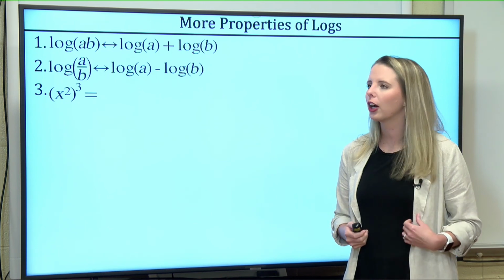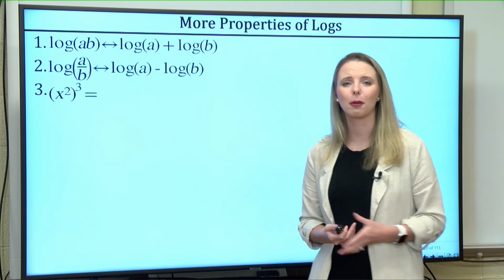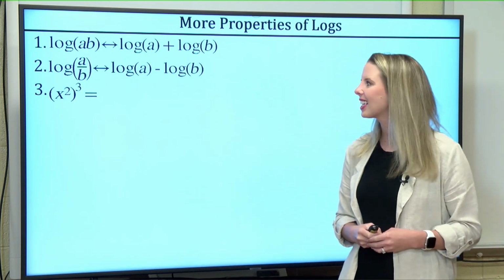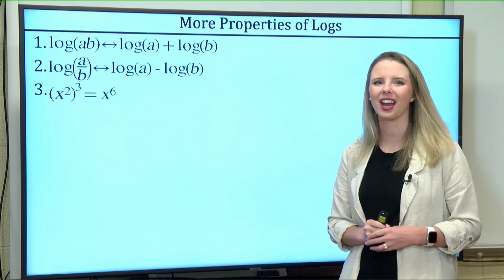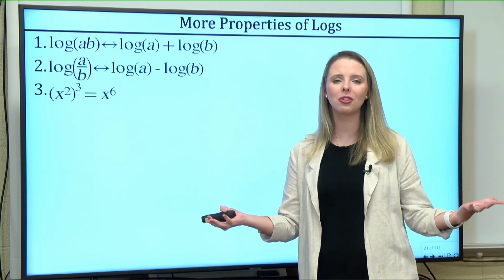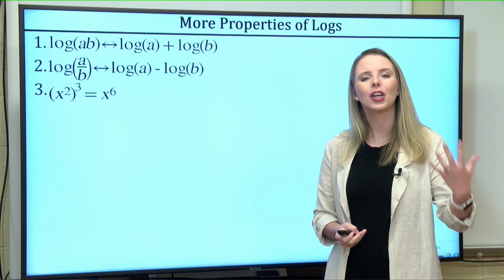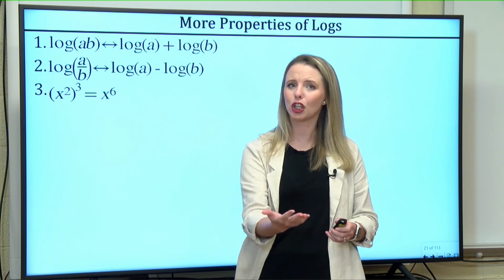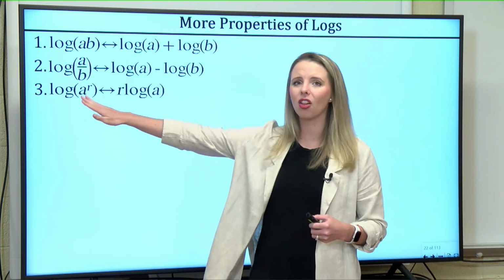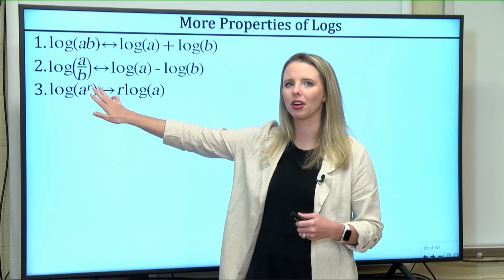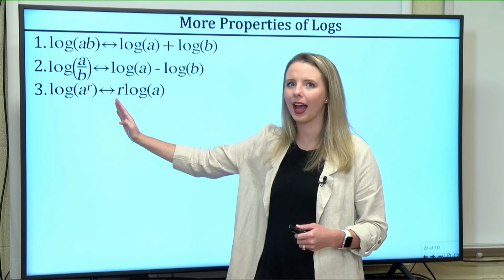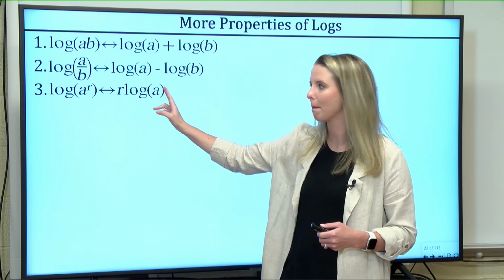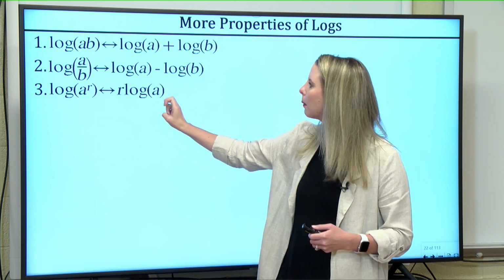Our third exponent rule, x squared raised to the 3rd power, x squared cubed. What would that simplify to? X to the 6th. There we go. But what did you do to get 6? You multiplied, right? So whenever we saw something being raised to a power, that translated to multiplication. When we're taking the log of something and it's being raised to a power, we can translate that to multiplying what our power was times log of that same number right there.